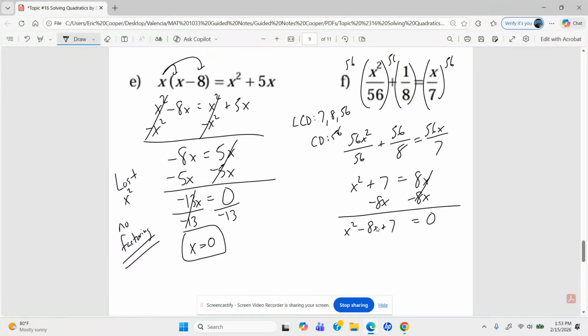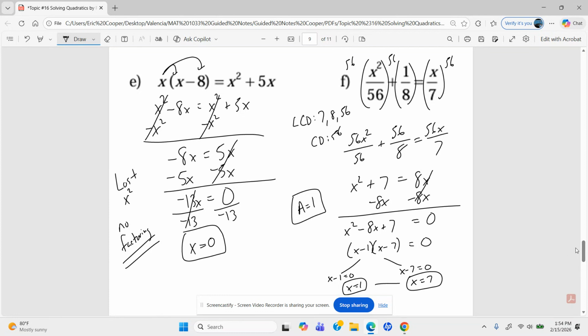Now I know I need to factor. I've got an x squared. This is 3 terms. Nothing in front of the x squared, so I need to use a equals 1 here. I need something that multiplies to 7, but adds up to negative 8. The only thing that works in this case is negative 1 and negative 7. Both of these will set equal to 0 and find our solutions. In this case, we get positive 1 and positive 7. Both of these would be our solutions.